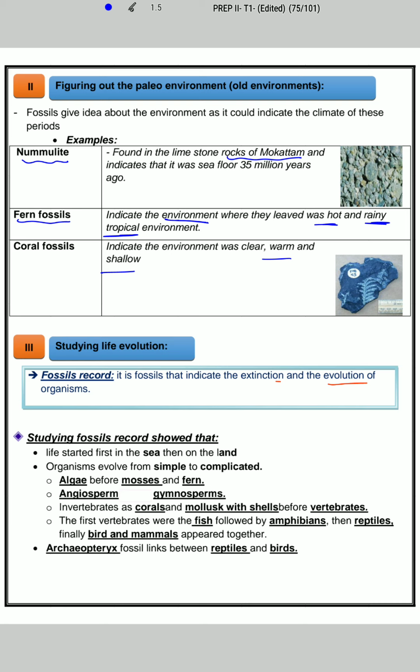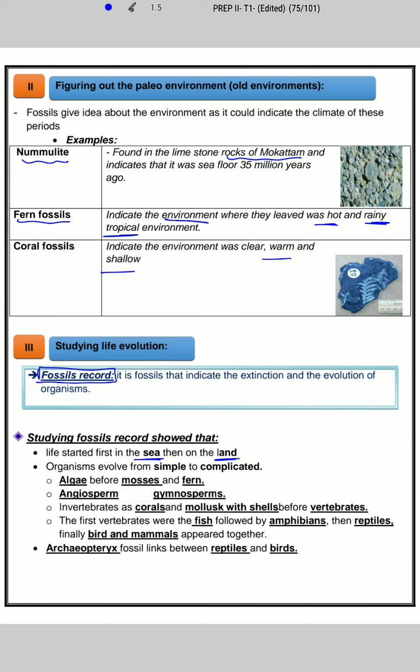The next importance is studying the life evolution, دراسة تطور الحياة. We can know how life evolved through something called the fossil record. If we study the fossil record, it shows us that life started first in the sea, then established on land. First of all, life was created in the sea, then it transformed onto land.